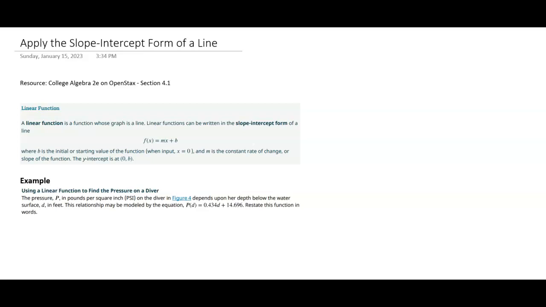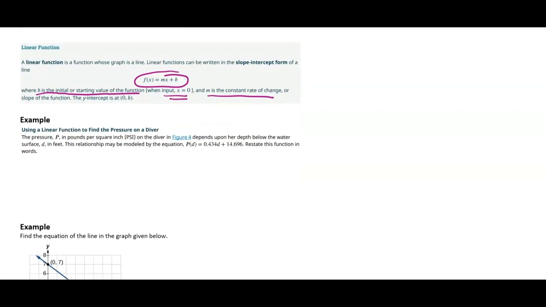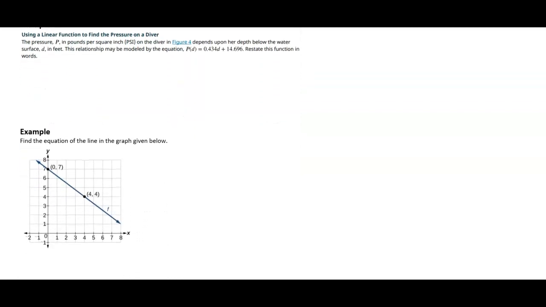This video is going to look at the multiple representations in which you will find slope-intercept form of a line. So a review of slope-intercept form: if you have a function in slope-intercept form, we're going to write that as mx plus b, where m is your rate of change and b is that initial starting value, or what the output is, I should say, when x equals 0. Let's look at our first example.